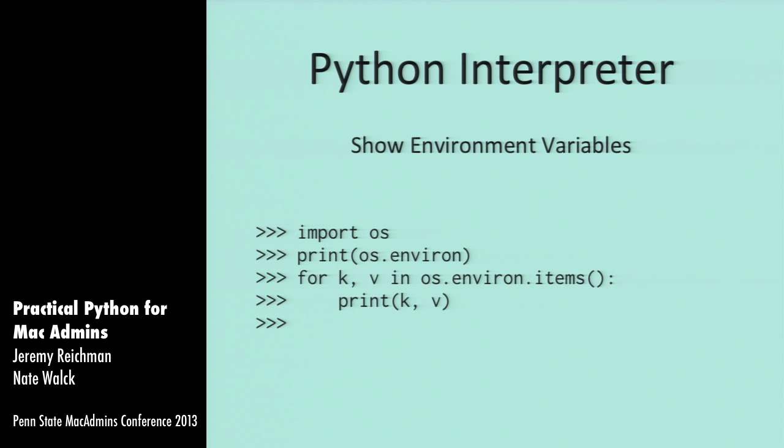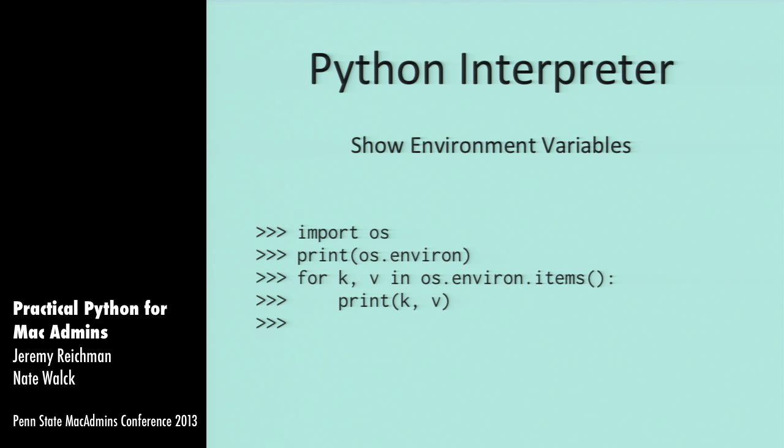The interpreter also has the environment variables, as I told you. If you run this code here, you can import os, or if you've already imported it, you don't need to import it again. It'll just work, and you can print os.environ. Now, when you do that, it'll be a big jumble of information, because it'll be key value, comma, key value, comma, key value for all your environment variables. And that's a little bit messy to read.